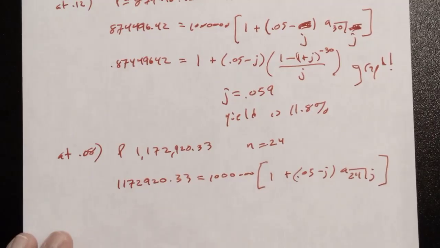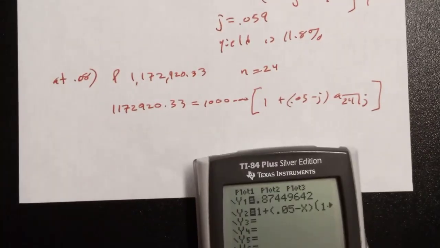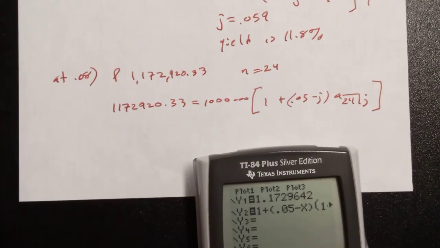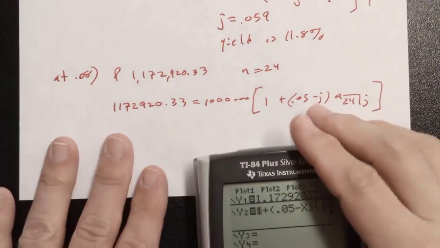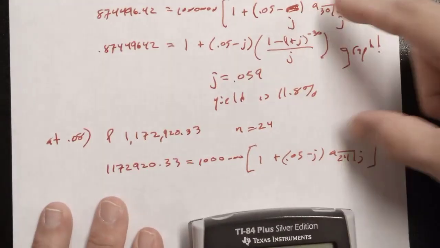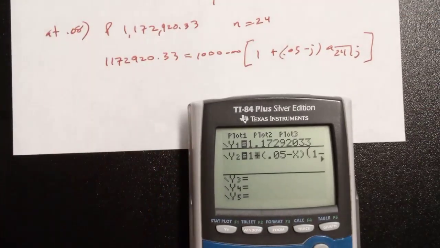Again, I'm going to divide by the million. Now I'm going to need to change my window a little bit because when I divide by the million here, I get 1.172920033. So my number is a little bit above 1 rather than just below 1. This is the same as up here, the 0.05 minus J. It's this number that changed from 30 to 24. So in here, I'm going to go out to where that exponent is and change it from 30 to 24.